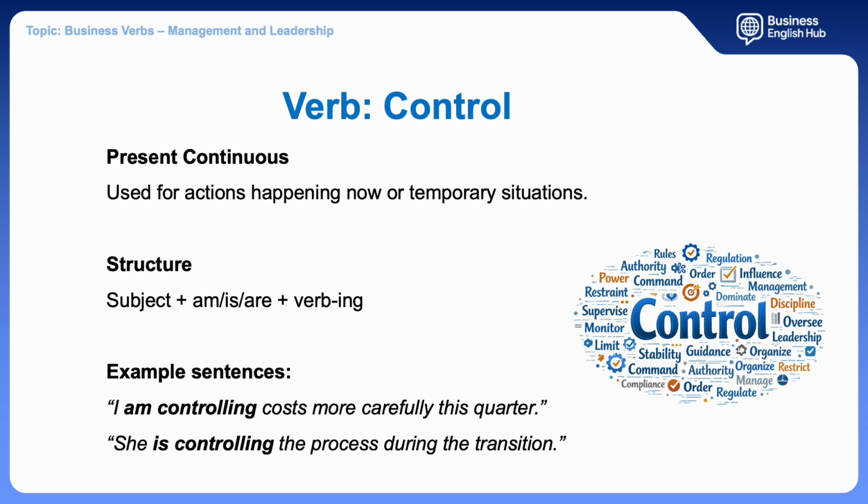The present continuous of the verb control is used for actions happening now or temporary situations. Its structure is subject plus am, is, or are plus verb with ing. Example sentences include: I am controlling costs more carefully this quarter. She is controlling the process during the transition.